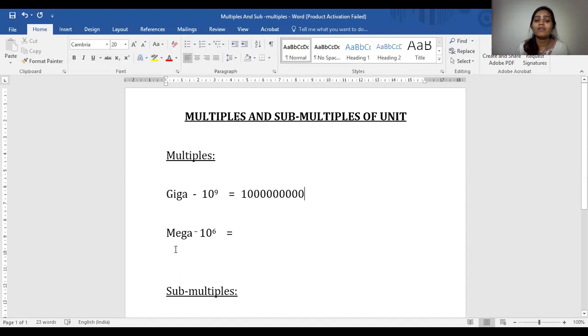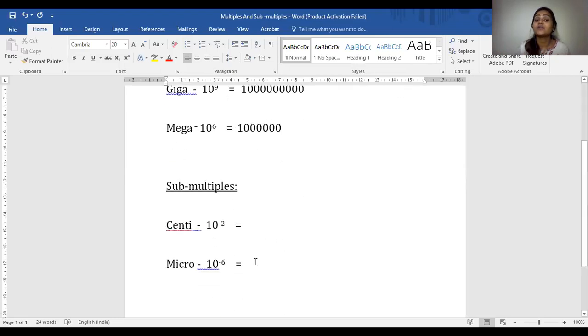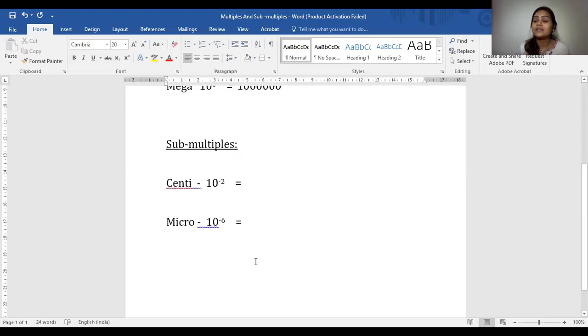In the same way, when we come to mega, 10 raised to 6, again I'll write 1 as it is. What's the exponent number? It is 6. So I'll add 6 zeros after the number 1. Clear? In the same way, when we come to submultiples, what's the difference?